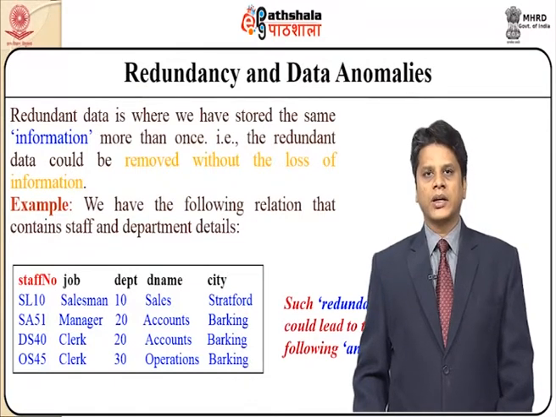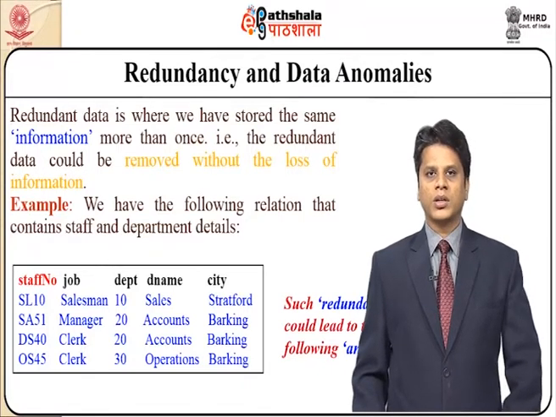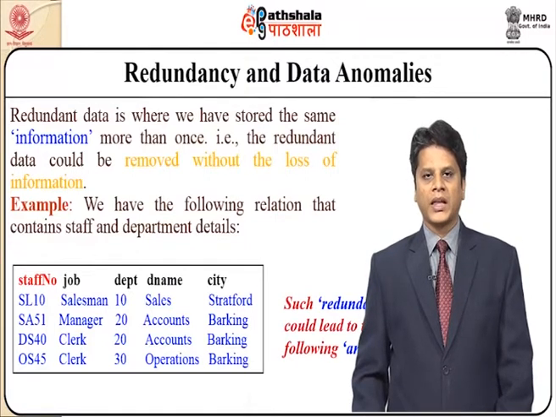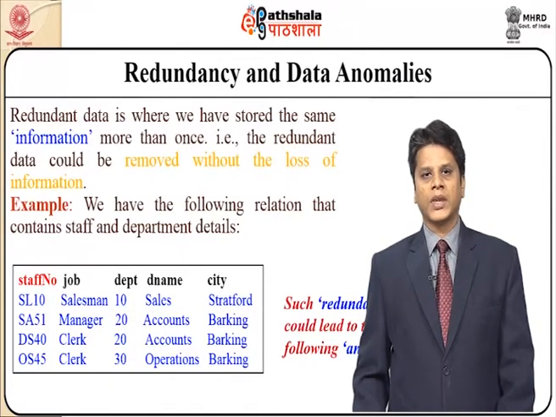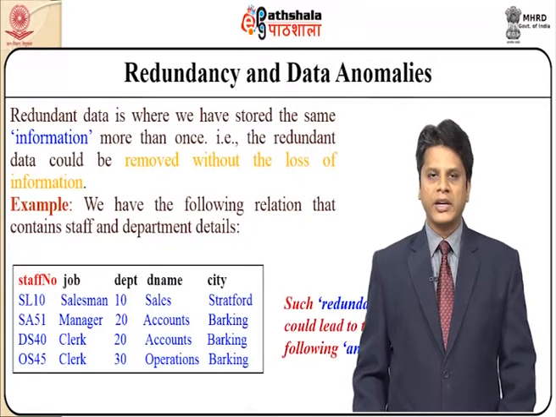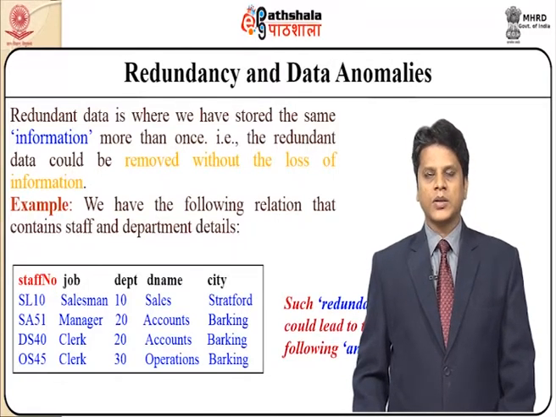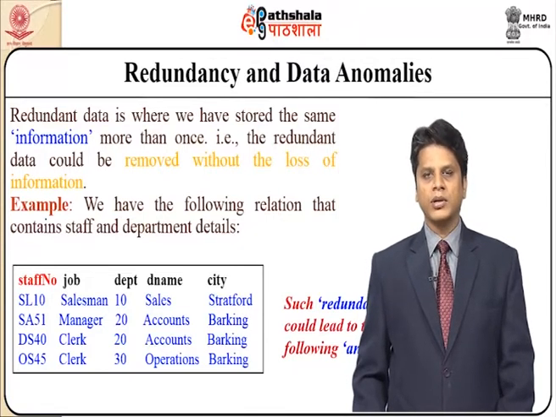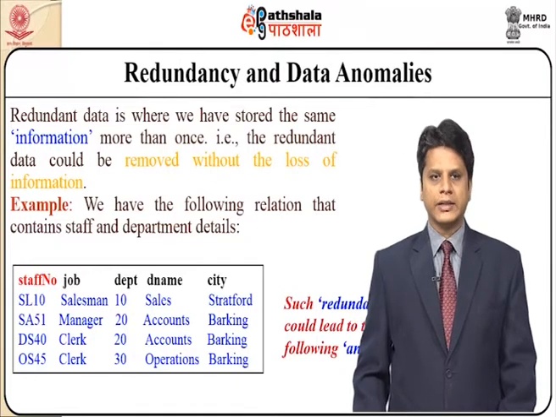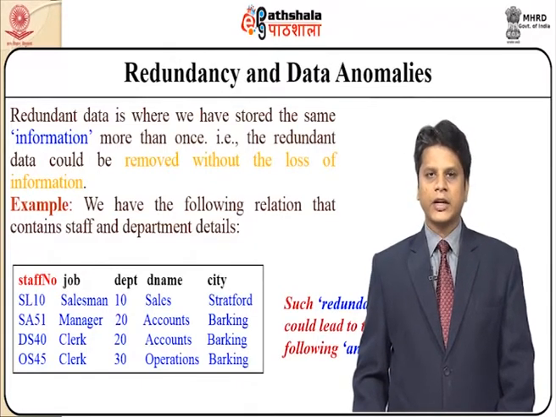Let us see what the basic properties are that normalization would commonly imply. First, we will talk about redundancy and anomalies. Redundant data is where we have stored the same information more than once. As I have already indicated, if the same data available in a particular field is repeated more than once in the same table, it is called redundant data. That is, redundant data could be removed without the loss of any information.